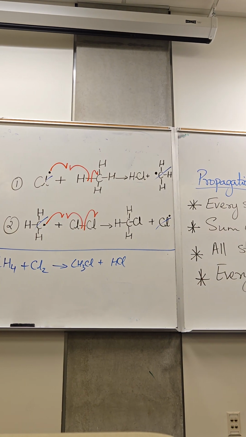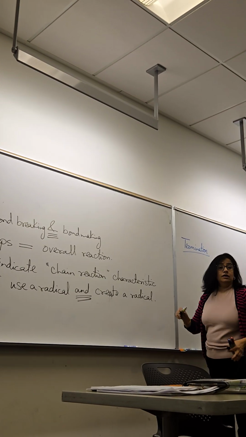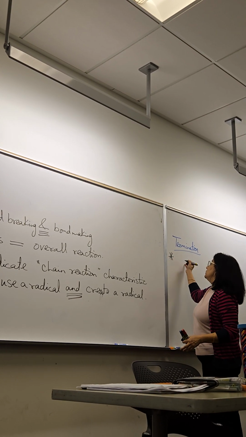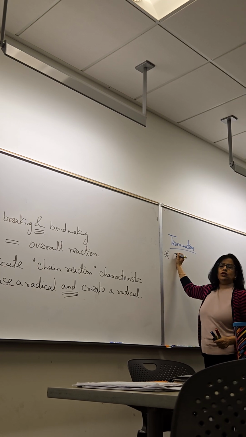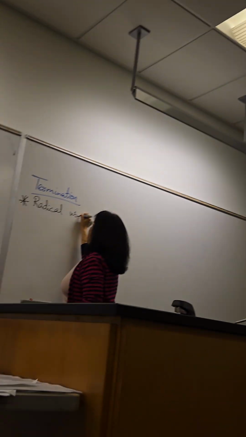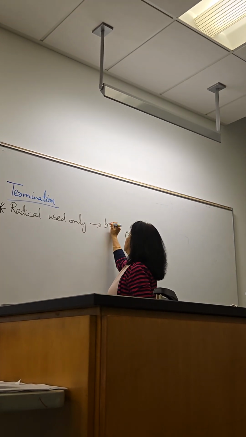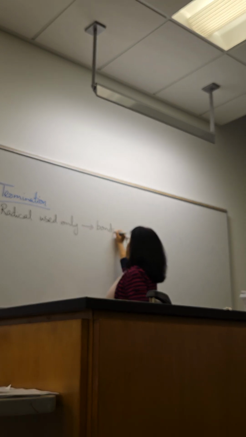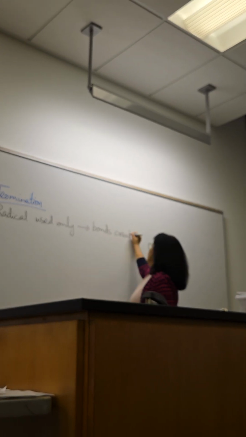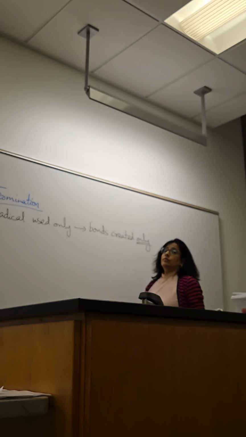Termination stage is where molecules, or rather radicals, go to die, because this is the stage where radicals are used, not created. Radicals used only, which means bonds created only. Only creation of bonds, no breaking of bonds.